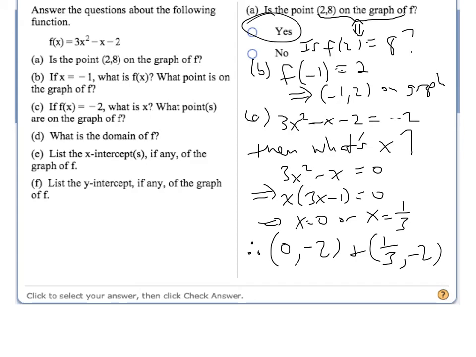Those are both easy to check because, well, not easy, I guess, because there's a fraction in there. But if you put 0 in for x, f of 0, you can see that's -2. Putting 0 in for x gives you -2. f of 0 is -2, that's true.